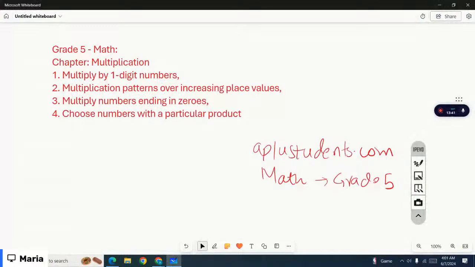We're going to start with the chapter multiply by one digit numbers, multiplication patterns over increasing place values, multiply numbers ending in zeros, choose numbers with a particular product. So please make sure you have your notebook and pencil so that you can note down the important examples and definitions as well.